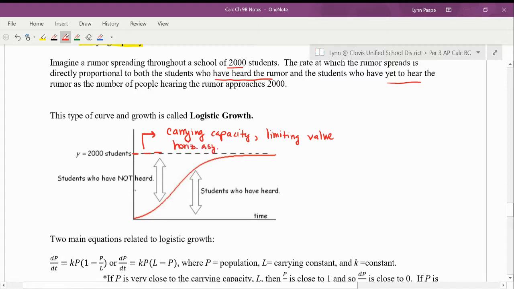Okay, so at y equals 1,000 here, we're going to look at a specific example. At y equals 1,000, that would be right here. That means that there are 1,000 people who have heard the rumor, and there's 1,000 people who have not heard the rumor. Okay. And so that is the proportion we are looking at.